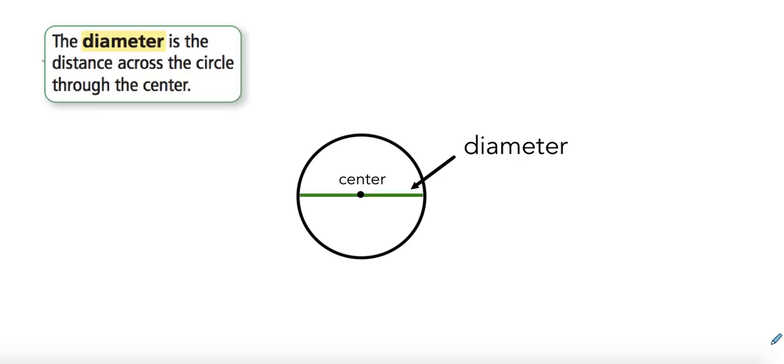So here we have the diameter, and the diameter is the distance across the circle through the center. Diameter can be drawn in many different ways, as long as your line goes directly through the center of your shape.